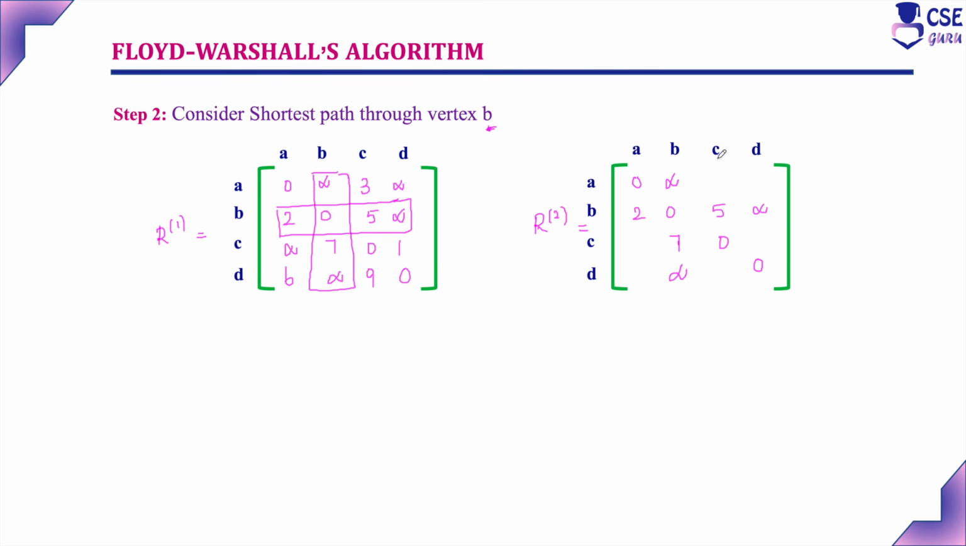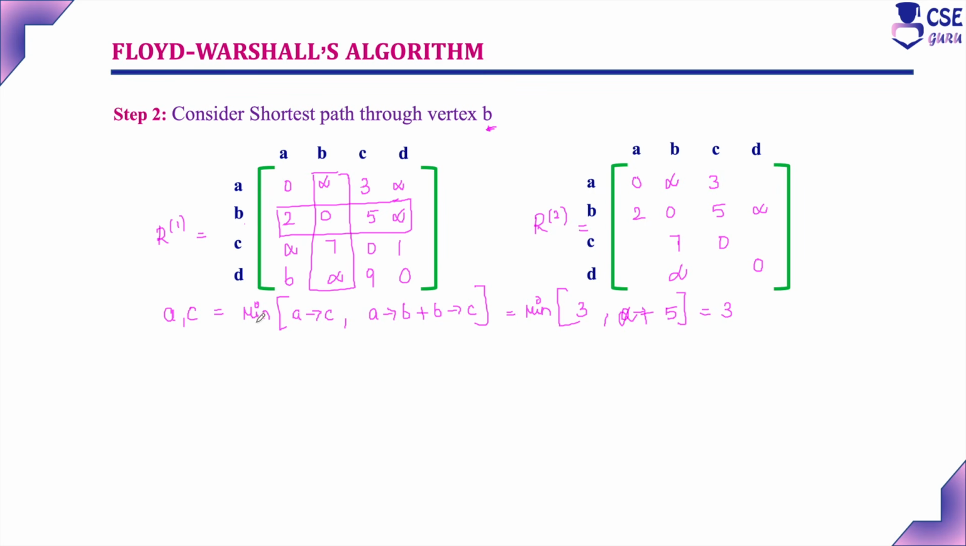So we need to find the shortest path for A to C first. We need to consider minimum of A to C, through vertex B. So we need to consider A to B plus B to C. A to C is 3 already, and A to B is infinite plus B to C is 5. So we will get 3 only.